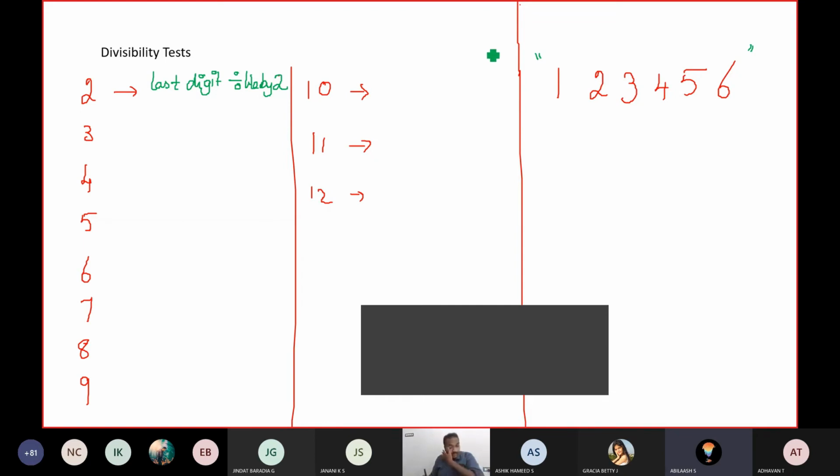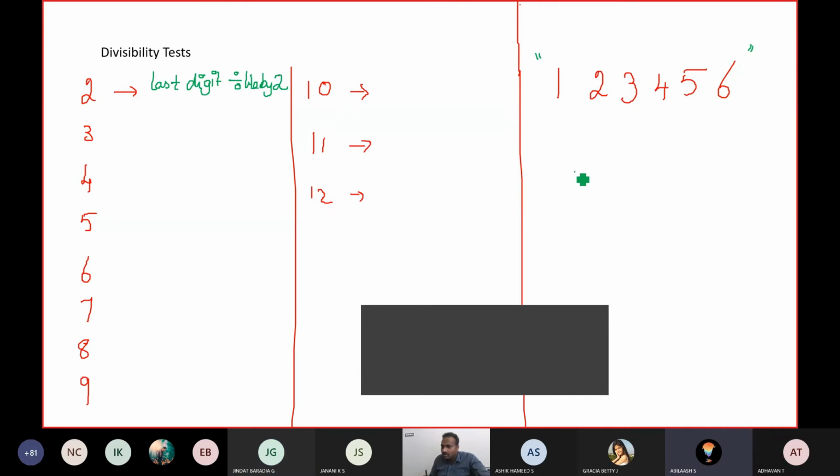Is this number divisible by 4? Yes, sir. Okay. How do we check whether a number is divisible by 4 or not? Yes, actually this number is divisible by 4. But can you please tell me how do we check that? Did you divide it normally? Yes, sir. But if it's divisible by 2, then it should be divisible by 4.